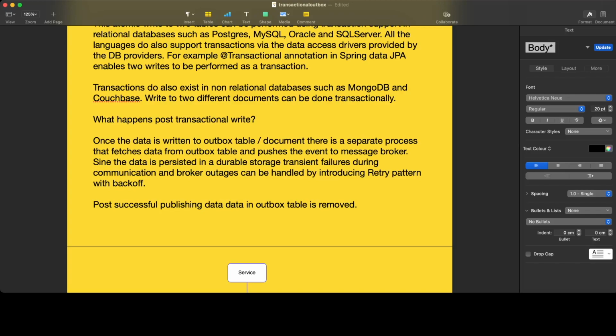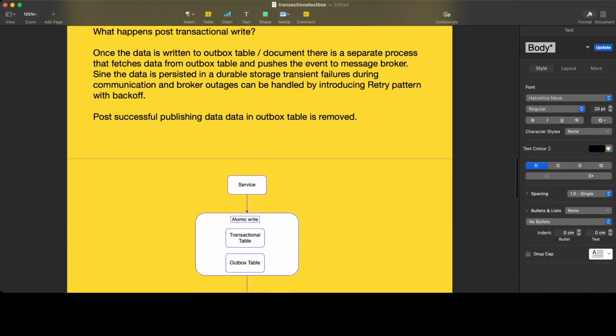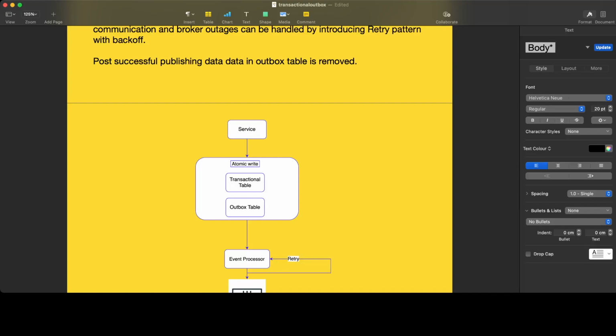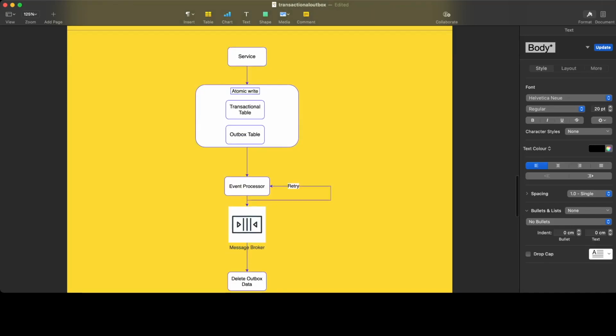The problem statement says that while we are eventing it to the other domains, it is eventually consistent. Once the notification is successful, we can go ahead and remove the data from the outbox table. In this way, we can minimize the growth of data in the outbox table, while the transactional table only keeps growing. So let's look into the flow quickly.